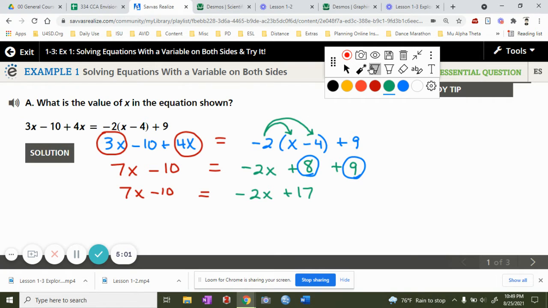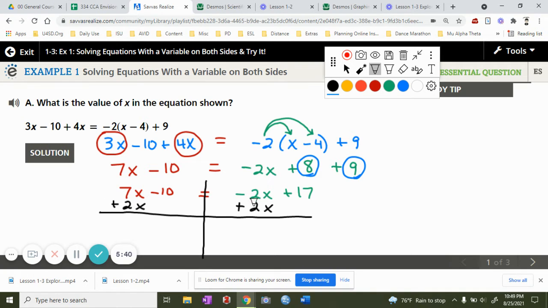So here that study tip makes a little bit more sense. We can add 10 to both sides first, or add 2x to both sides first. It doesn't matter. What does matter, though, is that we are consistent with doing the same thing to both sides of my equation. I do like to get my x's together first because I like to make sure that, if possible, I keep my coefficient positive.